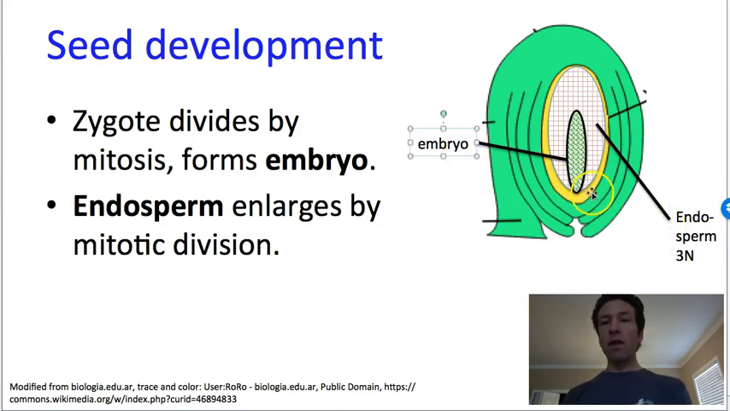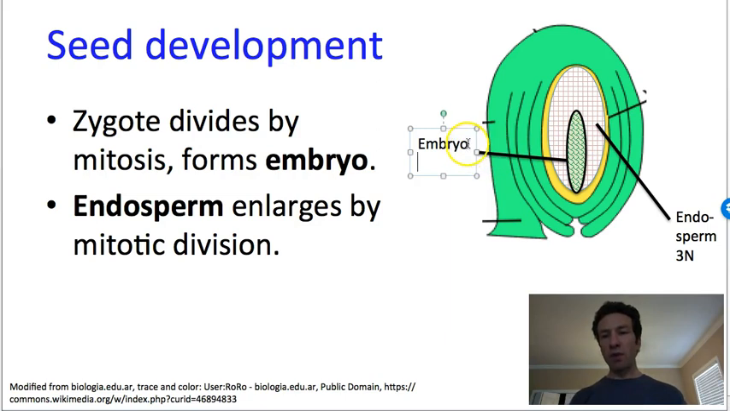Meanwhile, the embryo is going to be dividing by mitosis, and so you can see this also is a multicellular structure. And it is going to grow up and into the endosperm so it can derive nutrition from the endosperm. The embryo was only fertilized once, and it started with 1 copy of the chromosomes. That means it now has 2 copies. It's 2N, or diploid.